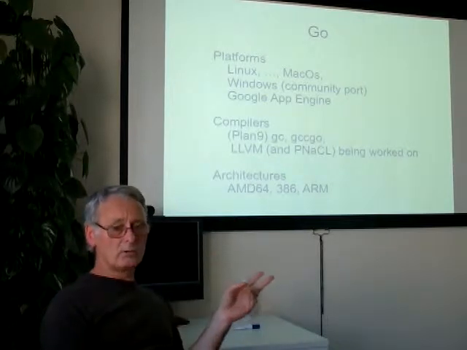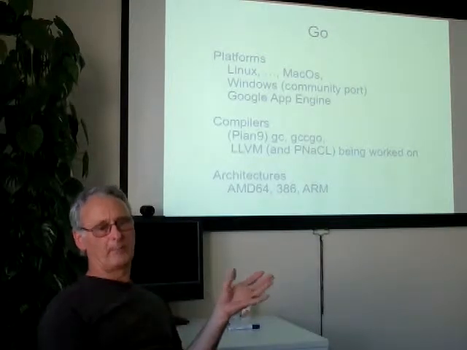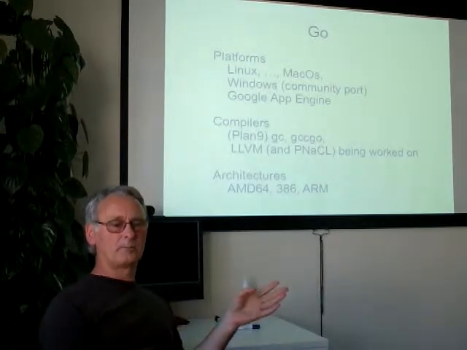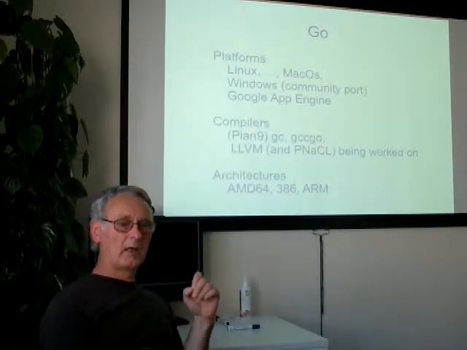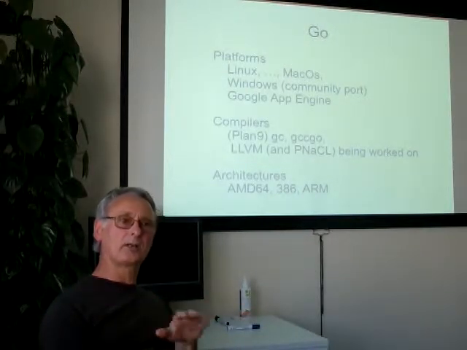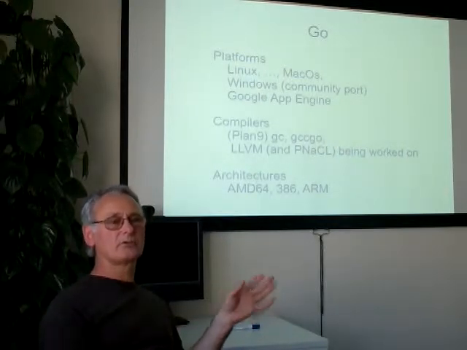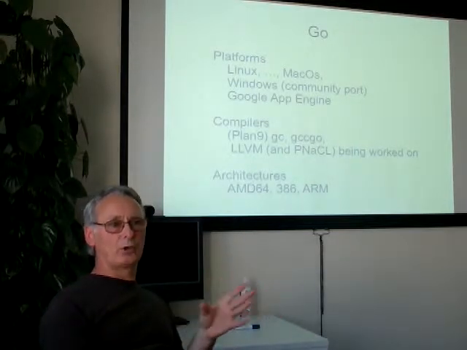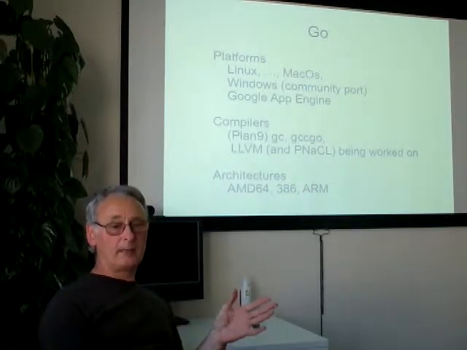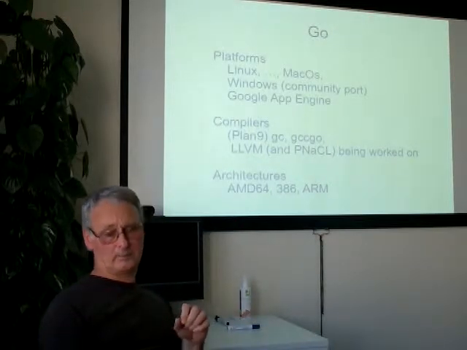There are two compilers. I'm using the GC one, which derives from the Plan 9 compiler suite. Ken Thompson wrote the GC for Go, and Ian Lance Taylor did a second implementation, GCC Go, based on the GCC compiler. And that's been seen by the Go team as a real plus in that it's kept them honest. There is an LLVM and a Pinnacle implementation being worked on by someone out in the community.